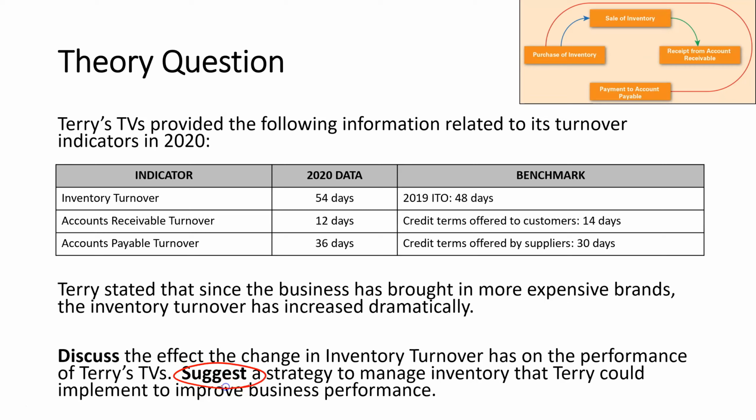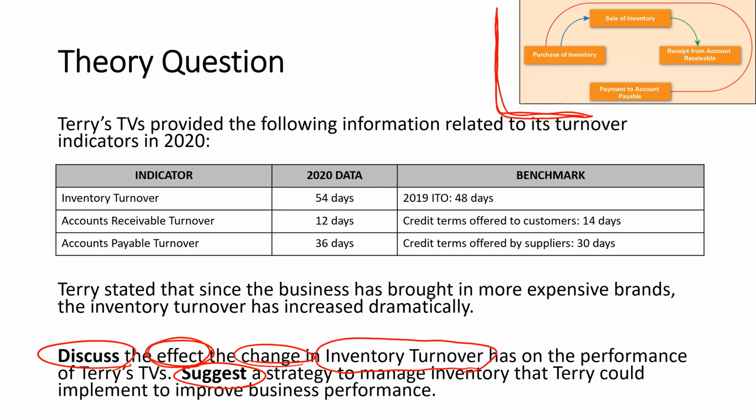So we've got 2 task words here. Discuss, so looking at multiple perspectives. And what are they getting us to discuss? They're getting us to discuss the effect of the change. The change in what? Inventory turnover. So if I was going to reword this question, it might be, how has the slowing down of inventory turnover affected our performance? And I need to look at multiple factors. So this is a really good question to bring in some really deep knowledge here of this cash cycle.